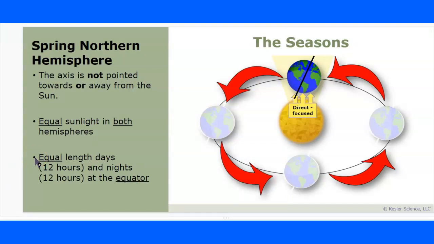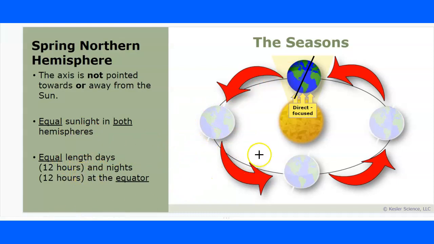All right, slide number 9. Spring, northern hemisphere. The axis is not pointed towards nor away. Again, we're looking at the northern hemisphere. It's actually coming back towards the sun, but in this case, it's not tilted towards the sun, and it's also not tilted away from the sun. Equal sunlight in both hemispheres, and equal length days, 12 hours of day and 12 of night at the equator.